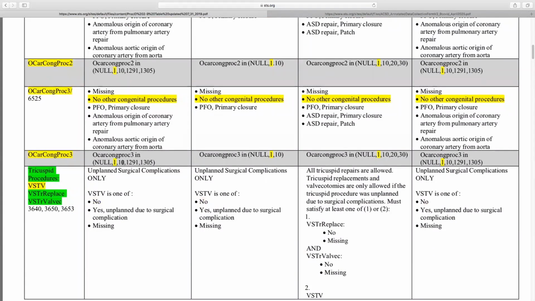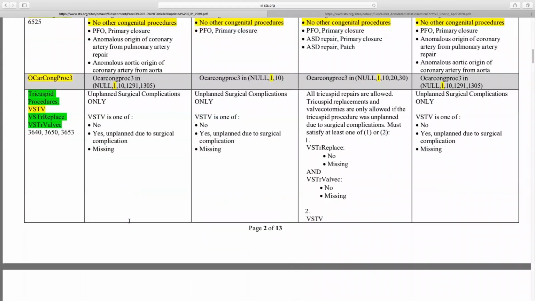Tricuspid valve repair, so that we're still in the isolated CABG column. For tricuspid valve repair and replace, unplanned surgical complications only will stay here. And so it's VSTV is no, unplanned due to surgical complication, or missing. I do want to step over. So that's for isolated CABG cases.